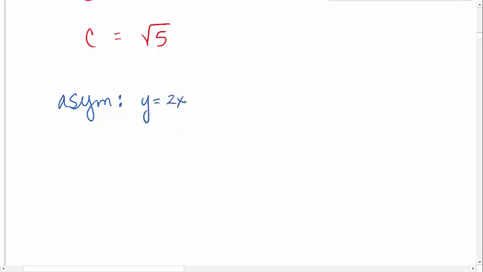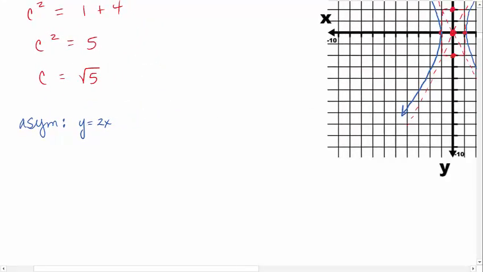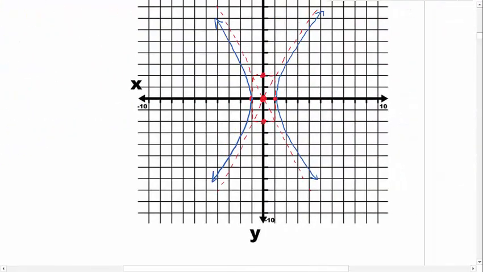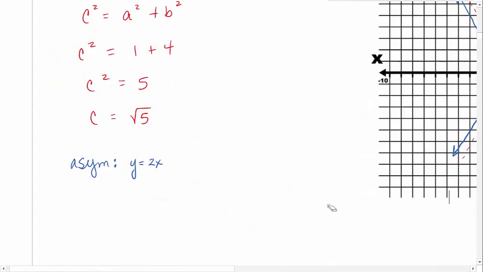And then our other asymptote also has a y-intercept of the origin, but this time has a slope of negative 2. So we'll plug those two things into y equals mx plus b. We get our second asymptote to be y equals negative 2x.